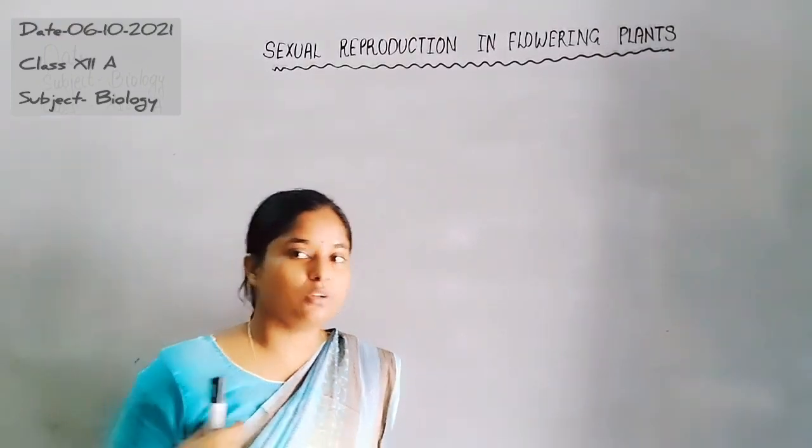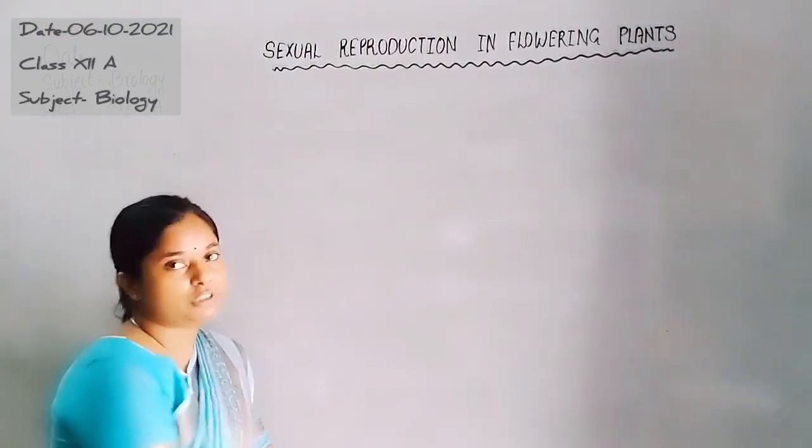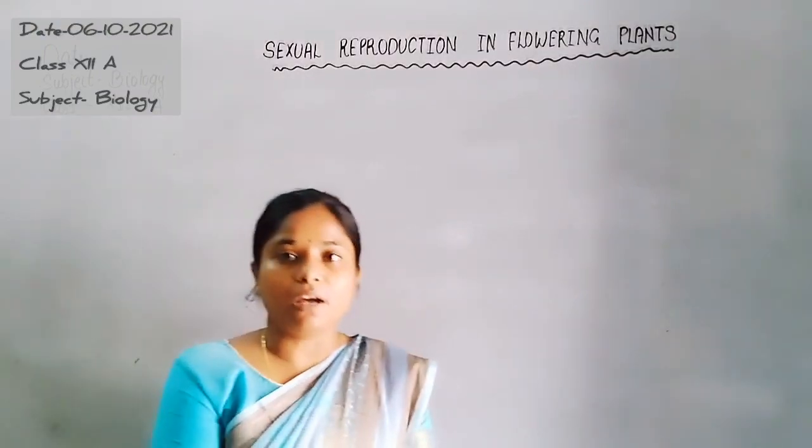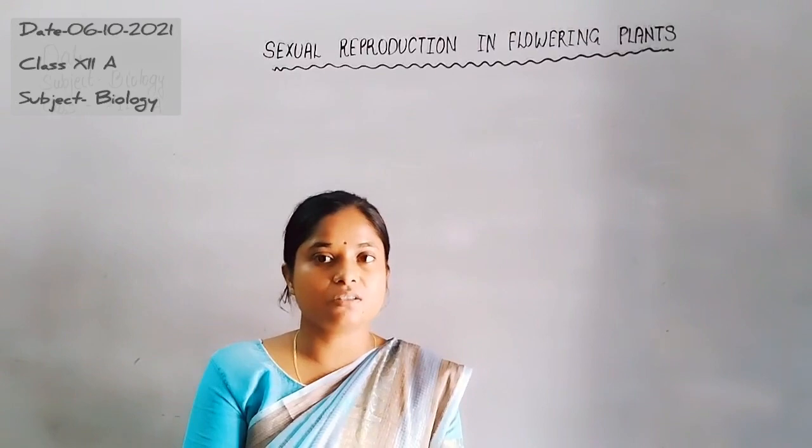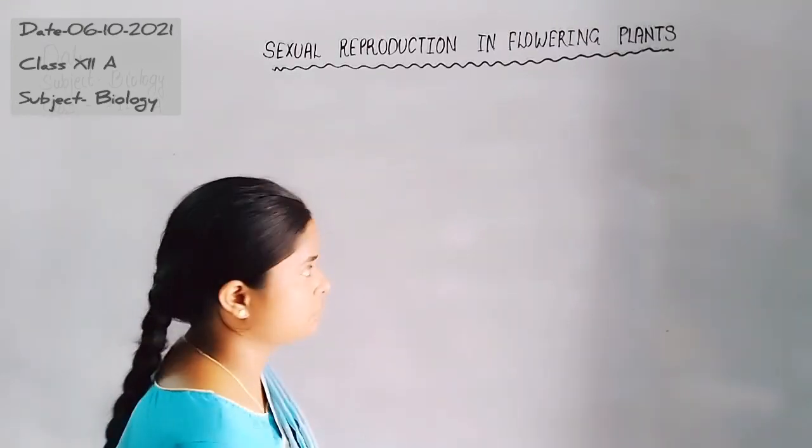In this class, I am going to start with another important topic of chapter sexual reproduction in flowering plants. And the topic is megasporogenesis, ovule and megasporangium.